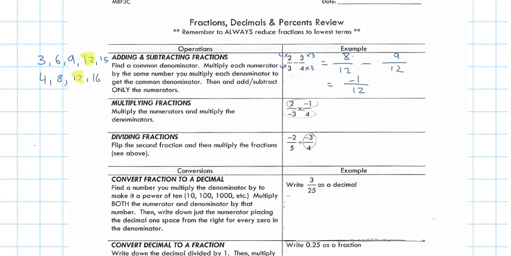Okay? So the important part is that you need to have a common denominator. You have to make that. Whatever you do to your denominator, you have to do to your numerator. And then you subtract or add your numerators. Keep the denominator the same. Are we okay with that?